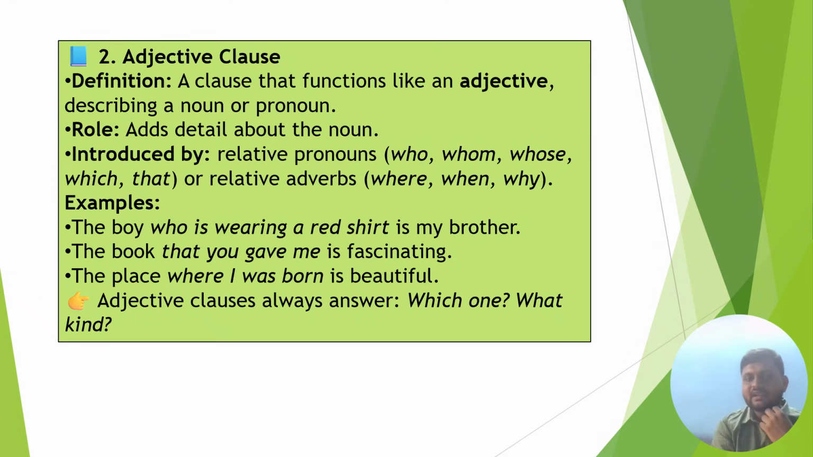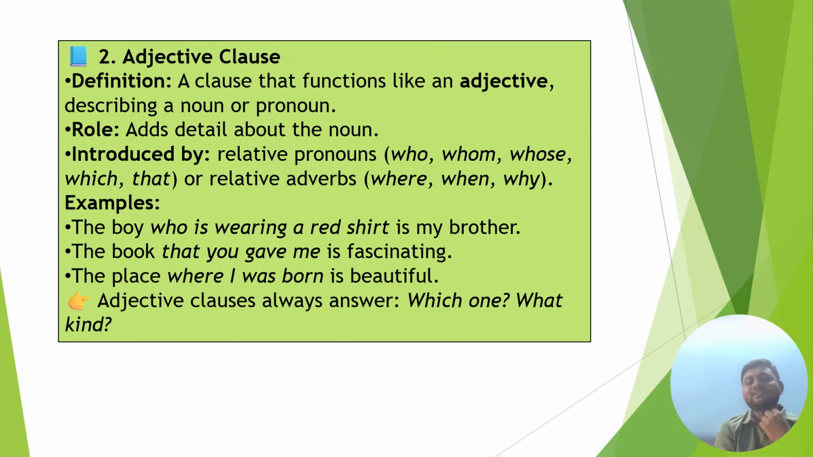The example of an adjective clause would be: the boy who is wearing a red t-shirt is my brother. Here we see the focus is on the boy and what he is wearing. So it is an adjective clause. In the second sentence, the book that you gave me is fascinating. In this sentence too, the focus is on the book, and how the book is useful to the person is explained. Talking about the third example, the place where I was born is beautiful.